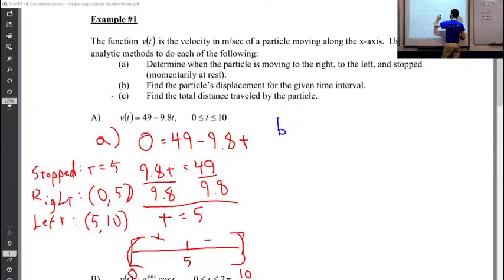Part B. Find a particle's displacement. So we need to talk about what displacement means versus total distance traveled, which is what part C is asking. All right?